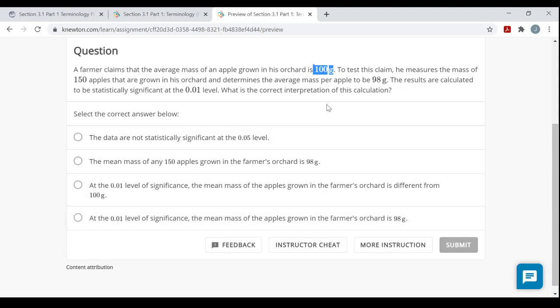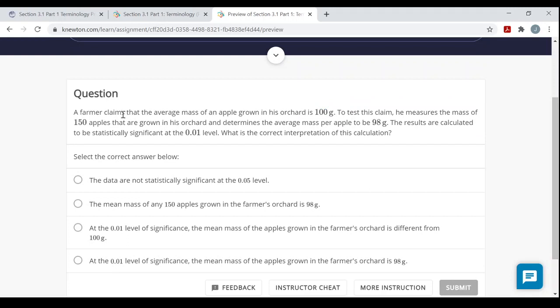Now, the farmer made the claim. Again, the farmer claims the average mass of the apples is 100 grams. But then he picks 150 apples and their average mass is 98 grams. And they're saying the probability of that occurring would be less than 1%. So if the mass was truly 100 grams, the probability of this occurring is less than 1%. So the chances are the mass isn't 100 grams. Right, the chances are his claim was wrong.